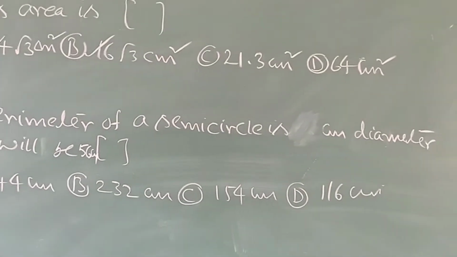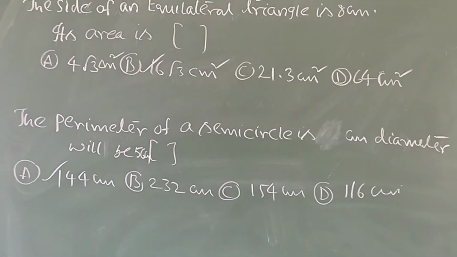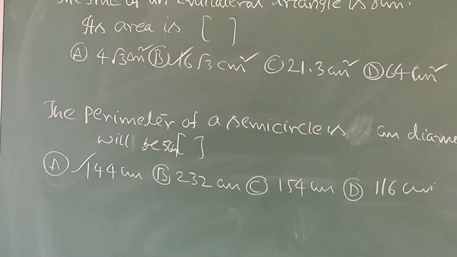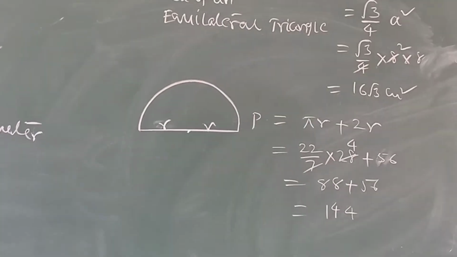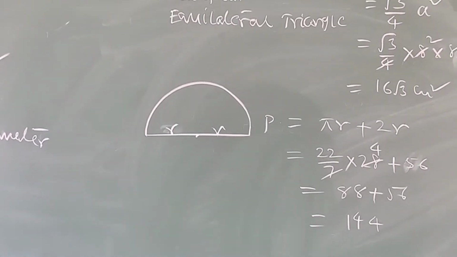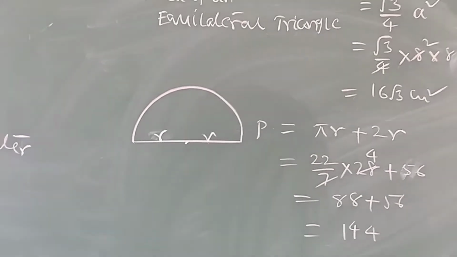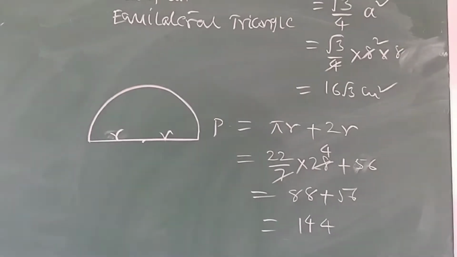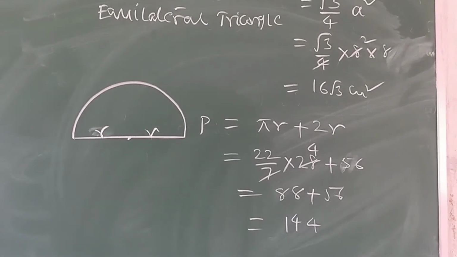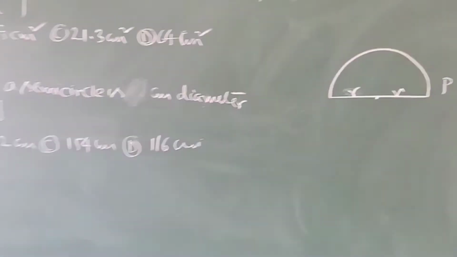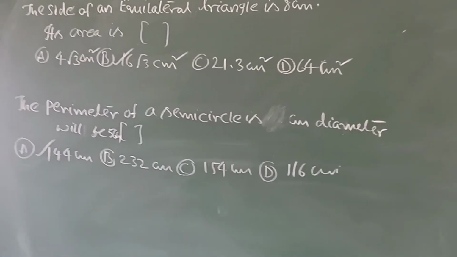The perimeter of a semicircle is dash, when the diameter is 56 centimeters. What is the diameter given here? 56 centimeters. The perimeter of a semicircle is equal to half of 2 pi r plus 2 into radius, that means pi r plus 2r. So 22 by 7 into 28 plus 56. So what will you get here? 88 plus 56, that is equal to 144 centimeters. Therefore, when the diameter of a semicircle is 56 centimeters, the perimeter will be 144 centimeters.